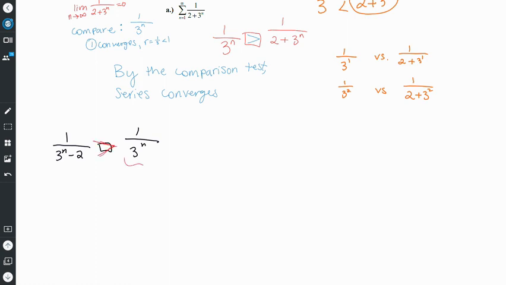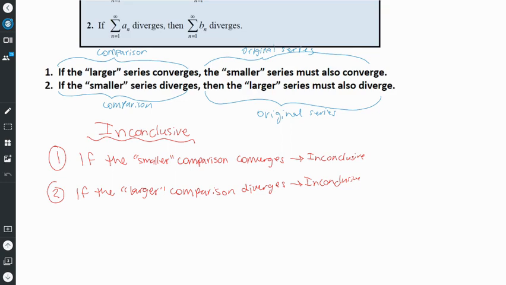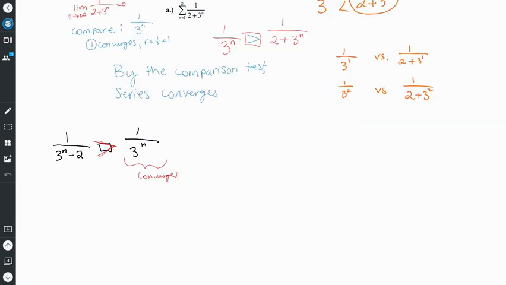And if this converges, then it's actually inconclusive, because if the smaller comparison converges, it's inconclusive. So you have to use something else. Great question. It could be a different comparison, or maybe a different test that we haven't learned yet.